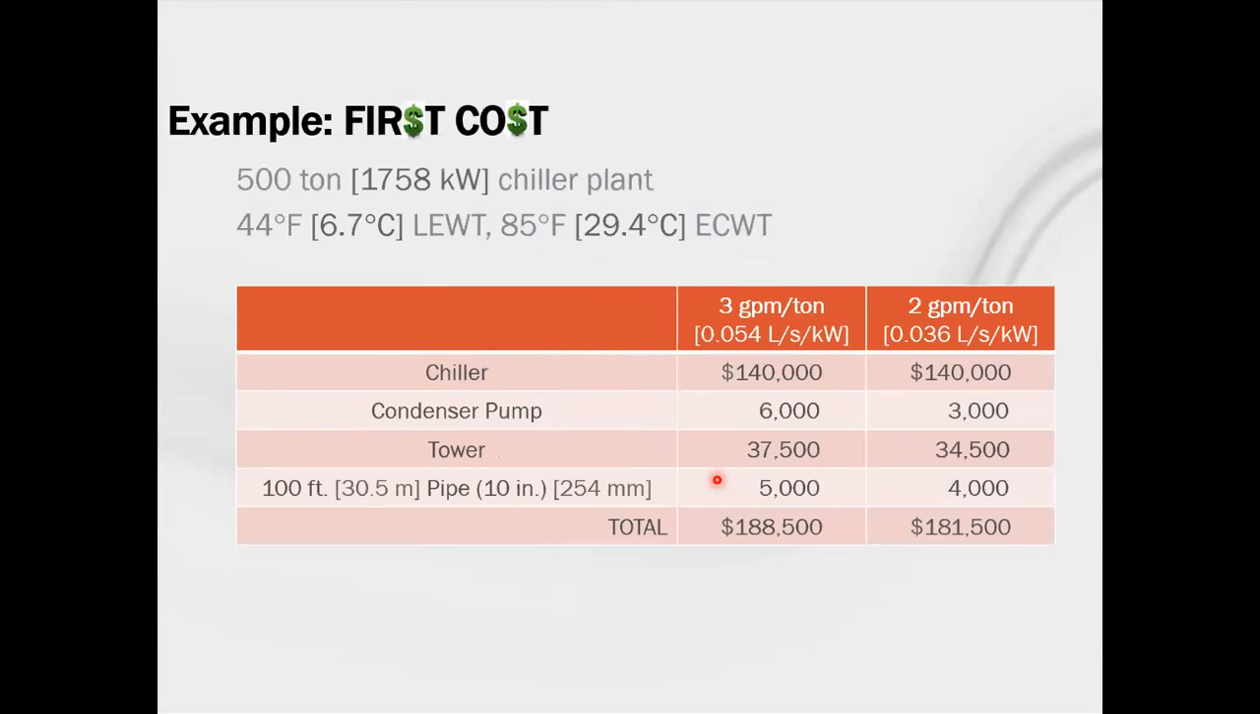So is the cost part also. As I explained, your condenser water piping cost will also go down, your tower cost will also go down, and the chiller cost will remain the same. So overall, the first cost can also be optimized.